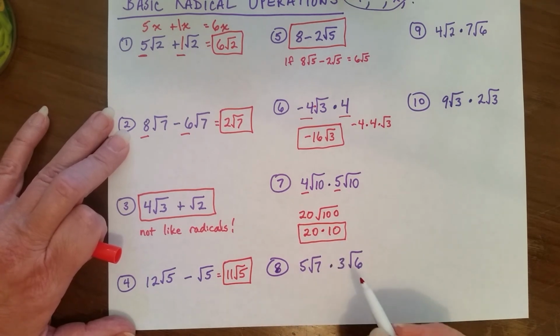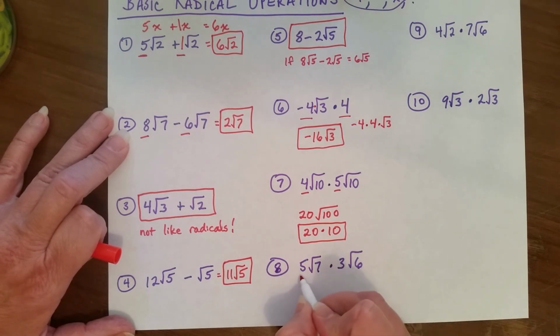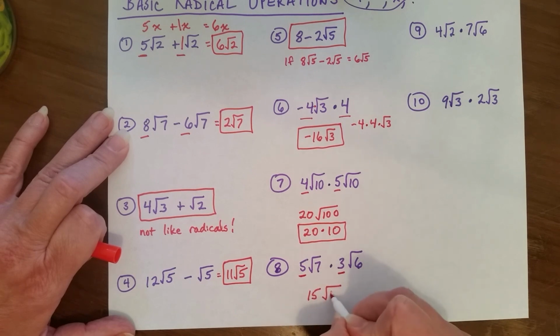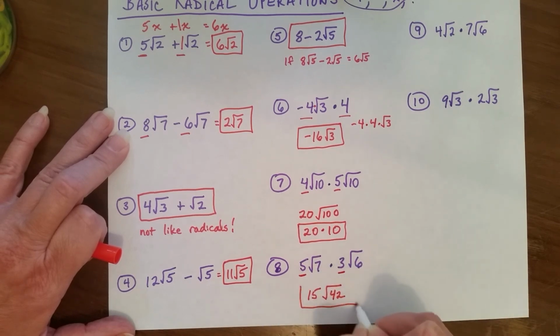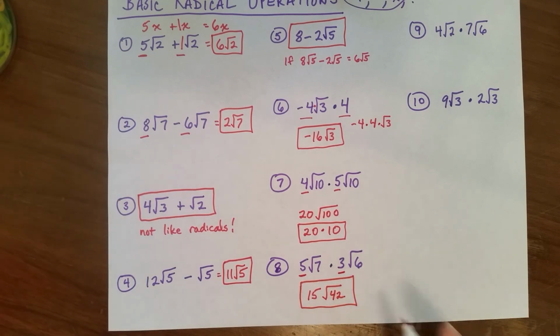Okay, down here, I have a 5 root 7 times a 3 root 6. So I'm going to do the 5 times the 3, so that's 15, and then I can multiply what's under. 7 times 6 is 42. So I have 15 root 42. Now for these, just leave it like this. You don't have to simplify this radical, even though it probably would simplify. Leave it like that. They're doing a timed thing, so they just want to have you practice the skill where you multiply what's outside and multiply what's under.